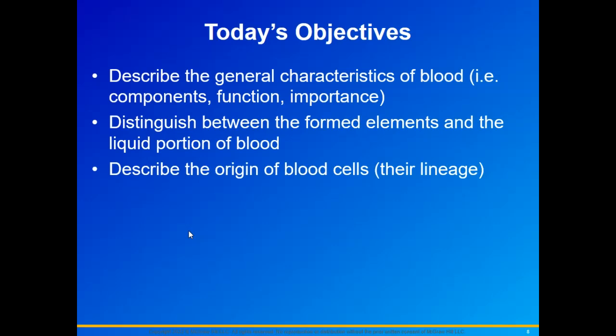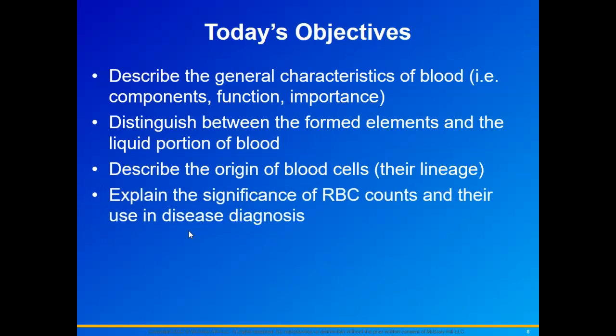Then we want to distinguish between the formed elements and the liquid portion of blood. The liquid portion of blood starts with a P. Any idea what it is? Oh, that was good. Plasma. All right. Next, describe the origin of the blood cells and their lineage. We'll talk about that in a minute.